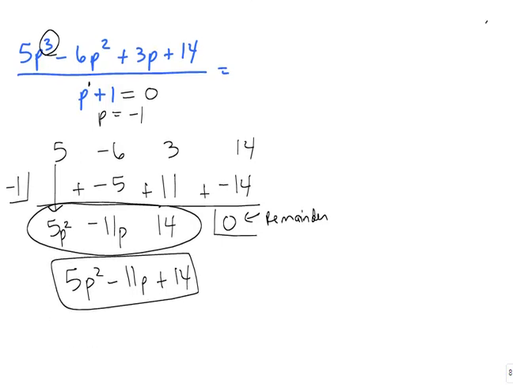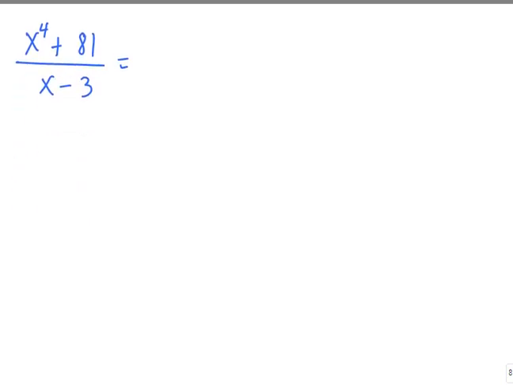Okay, we're going to do one last example and then we're finished. So in our last example, again, notice that we're dividing by x to the first minus 3. So that's a linear binomial, so we can use synthetic division. The denominator would equal 0 when x is positive 3, so we're going to put positive 3 in our little box. And across the top, we're going to put our coefficients.